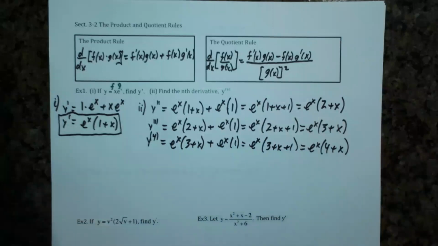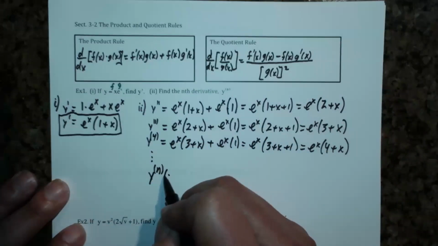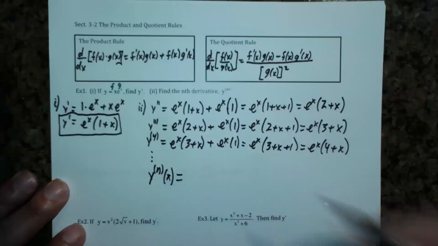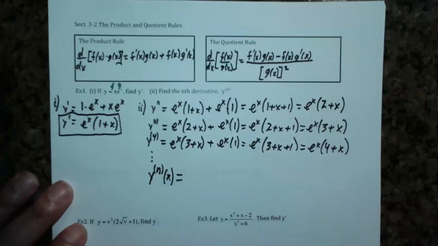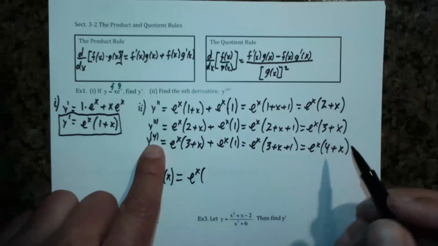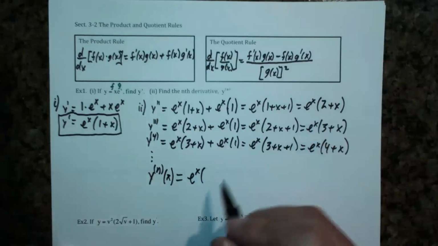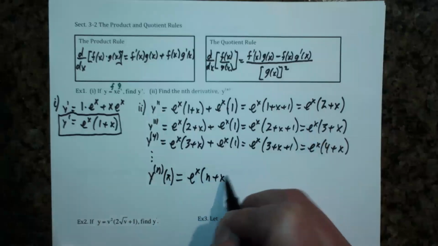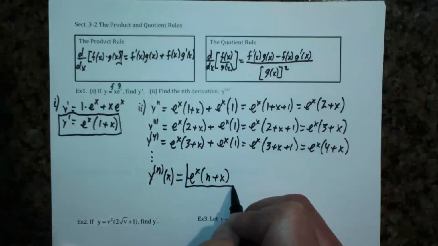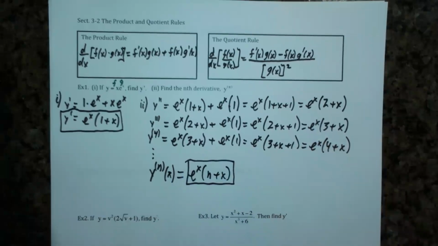So let's generalize this into the nth derivative. All right. That's going to be e to the x times, now notice it's the same. Fourth derivative 4, third derivative 3, second derivative 2. That is going to be n plus x. There is the nth derivative. A little clever.